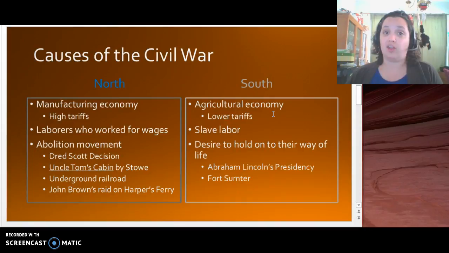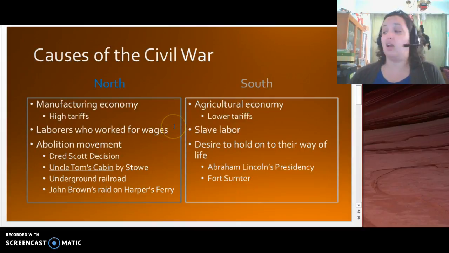The South, on the other hand, is trading their cotton, let's say, with Great Britain, and then Great Britain is manufacturing dresses. Well, if Great Britain's dresses have a tariff on them and they're more expensive, Great Britain can't sell many dresses, so they're not going to trade with the South. So the South wants lower tariffs. This whole idea of the types of economy and tariffs are very important causes.